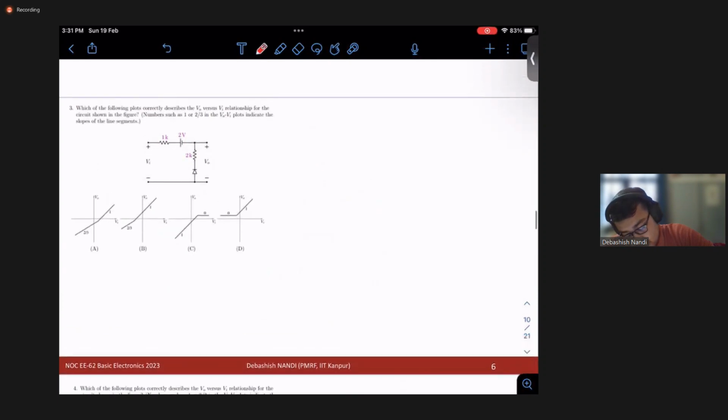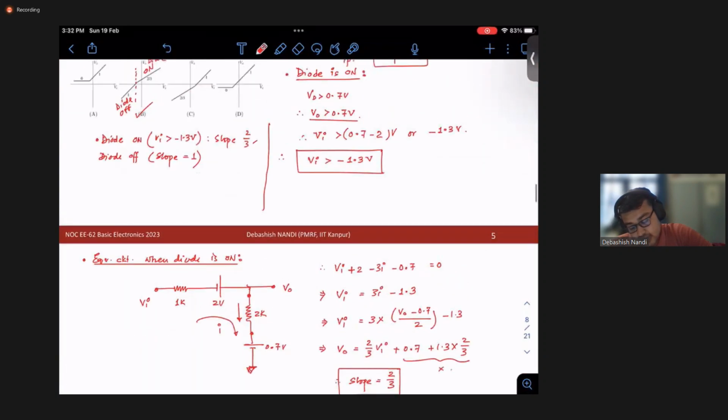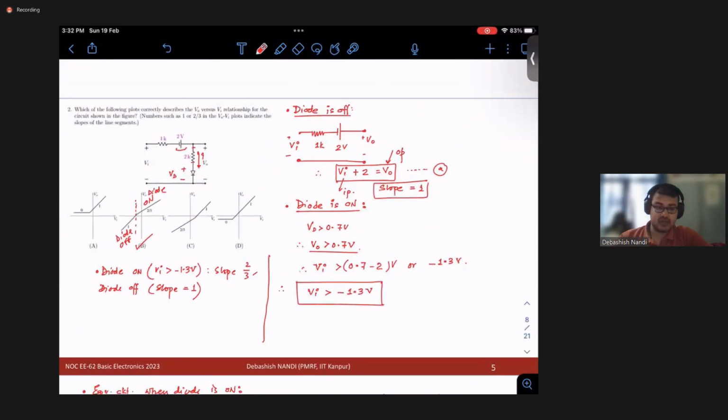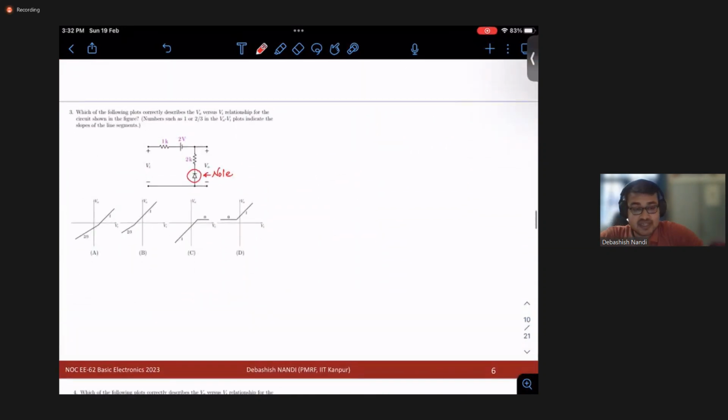This is also similar, but what they have changed is the polarity of the diode, right? Note here. Earlier, the diode was facing the other way, right? So how do we take care of this? The strategy remains same, right? So first, again, let us take your diode is off. When your diode is off, then your V naught will be equal to Vi minus 2.